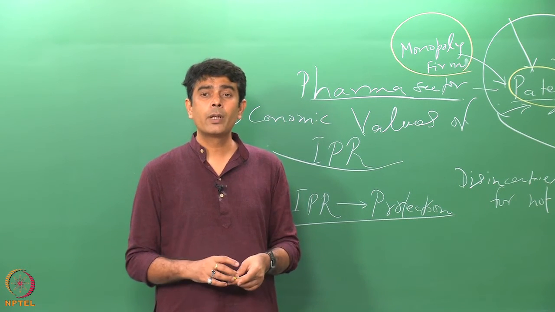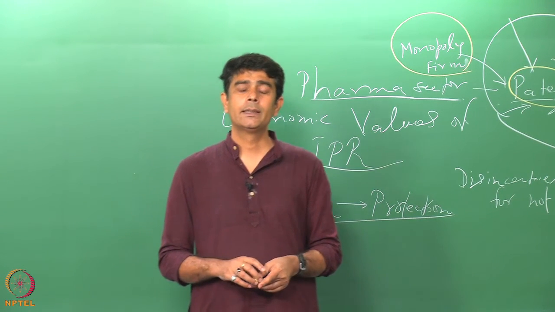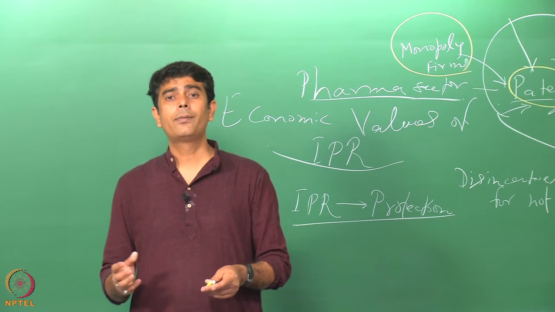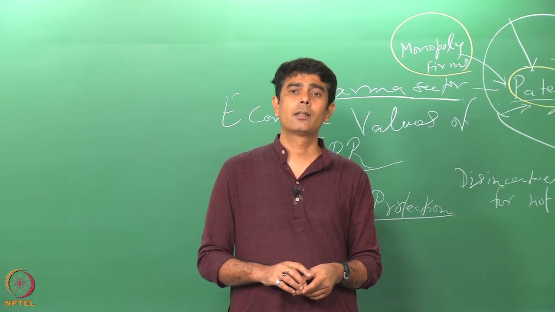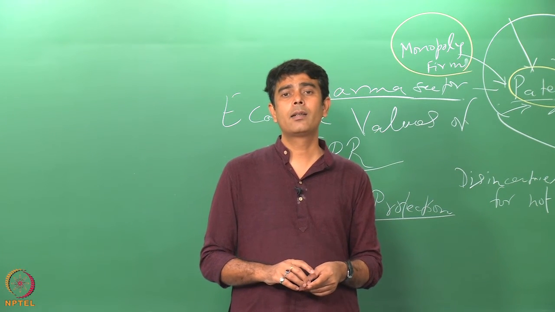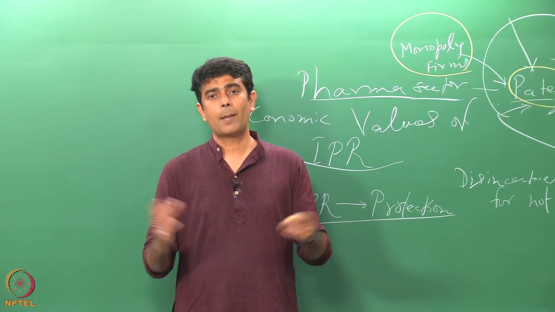But the problem of shortage of food grains can be tackled by genetic engineering and genetically modified crops. GM crops are in the news today. Some 2.5 decades before, when genetic engineering had not yet become a part of breeding activity, it was not a debatable topic for intellectual property rights, but with the growth of research in the genetically modified sector, especially in food-related areas, we find today that intellectual property rights and agriculture cannot be separated.